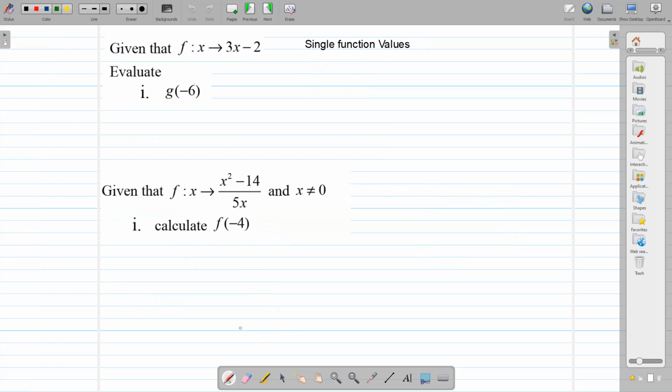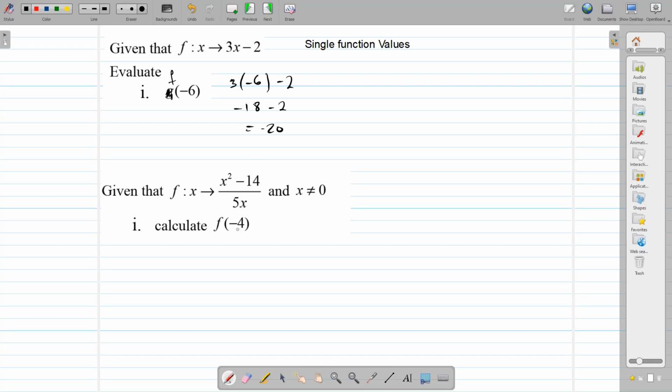Here we have a function. We are asked to calculate f of negative 6. So we're going to put negative 6 into this function. So we're going to write 3 times negative 6 minus 2, which gives us negative 18 minus 2, and that gives us negative 20. So the value for f of negative 6 is negative 20 here.